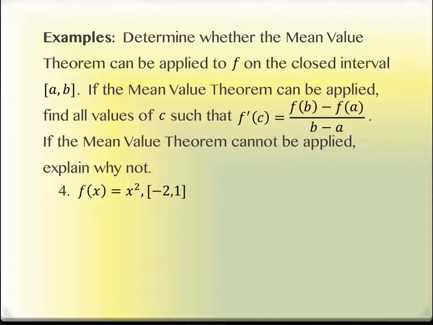The only conditions you have to check is that it's continuous and it's differentiable. You don't have to worry about the endpoints. Now there's more to be done after that, but those 2 pieces are easier. Continuous, differentiable. What can you tell me about the graph of f of x equals x squared? Is it continuous? Yes. Is it differentiable? Yes. And why? Because it's a polynomial.